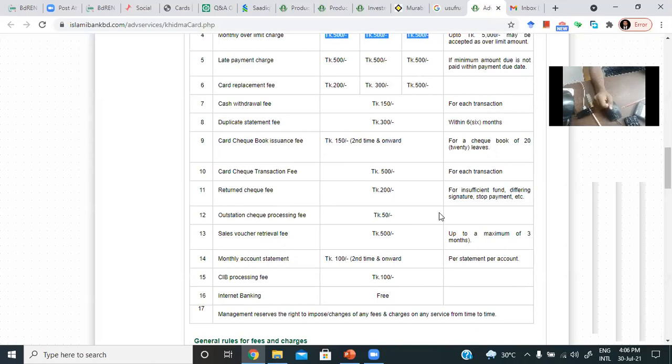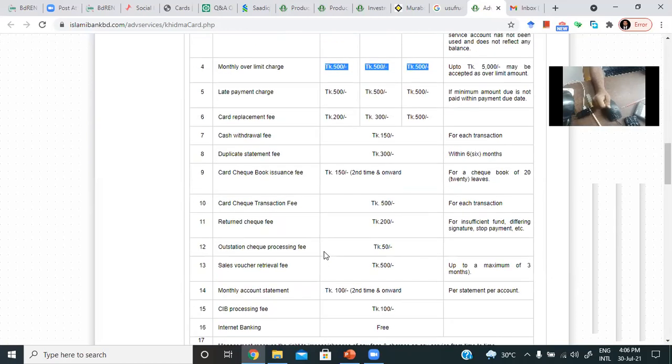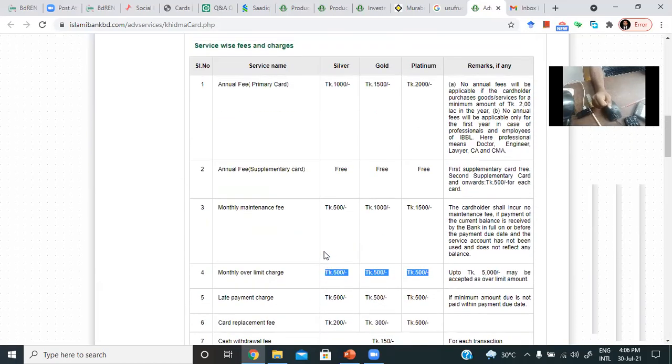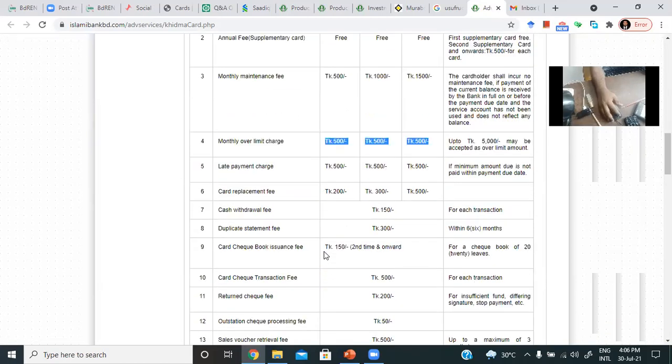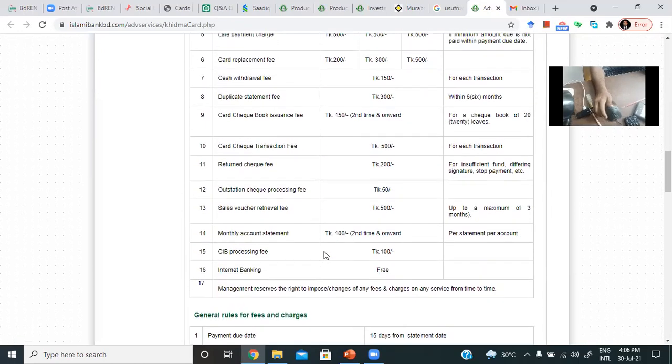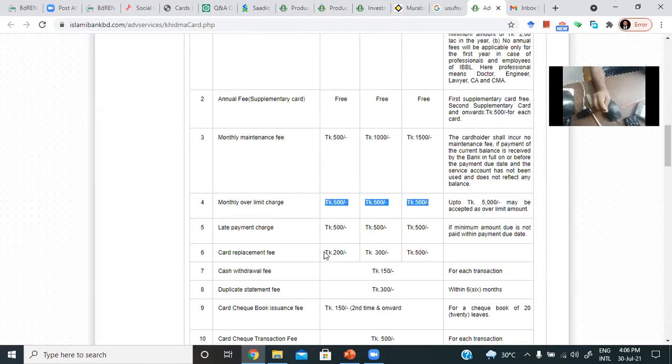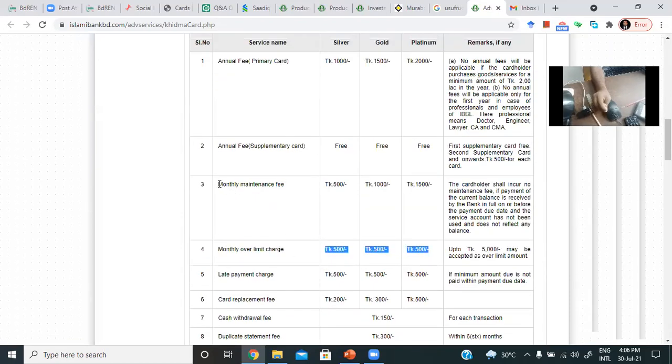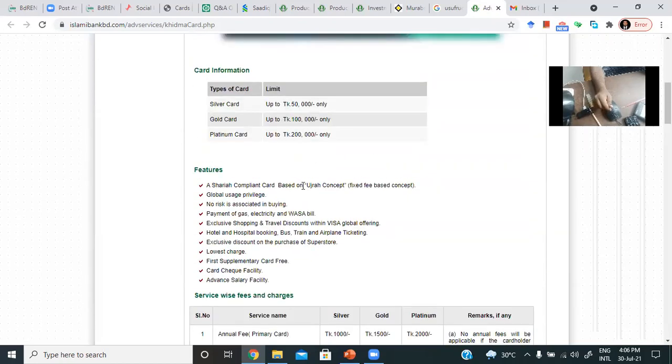Other fees are service fees, which are common in conventional credit cards too, and in conventional credit cards other service fees are not proportional. These are constant fees. So you do not see any kind of interest charges. Do you see any interest charges here? So this is the only fee that is charged, the monthly maintenance fee. So it is based on the ujra concept.